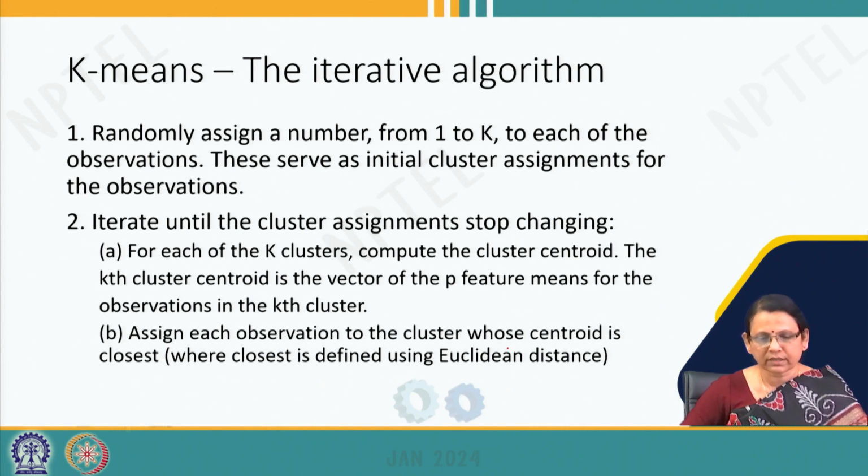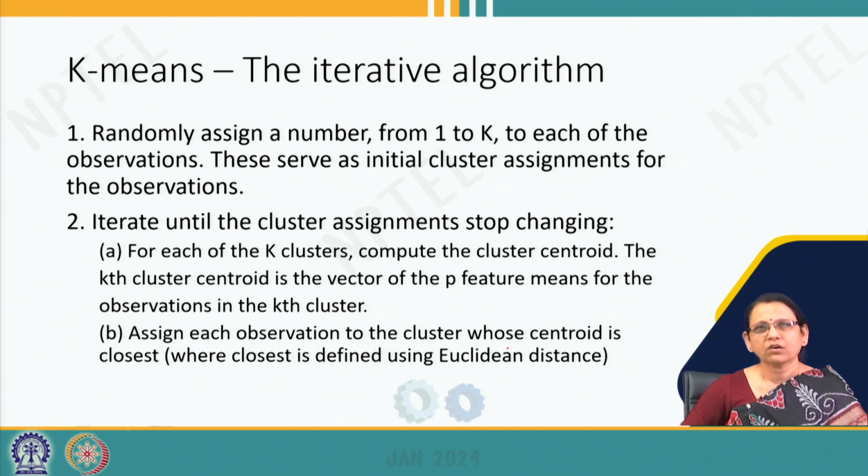So, what you have to do in each step? For each of the k clusters, compute the cluster centroid. The kth cluster centroid is the vector of the p feature means of the observation in the kth cluster. So, what does it say? What does it mean? So, when we talk about a data point, it consists of many features.